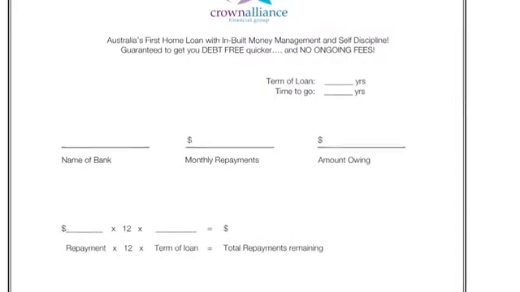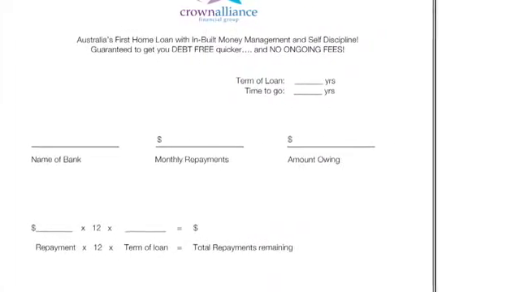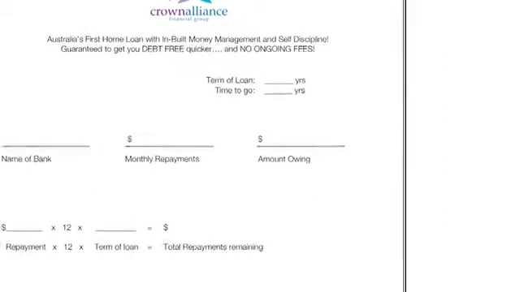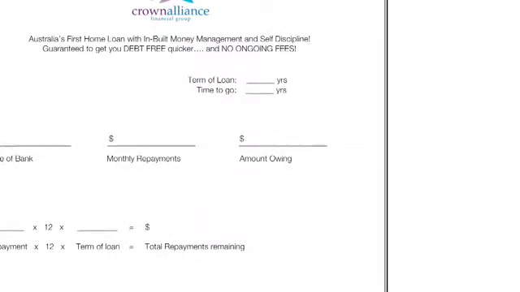The next section just to the right of the page there is the amount owing. How much does a client owe on their mortgage? Is it $280,000? Is it $480,000? Whatever that figure is, just write that on top of the amount owing, and from there that's going to give you a really good indication as to where they're at with their current loan, how much they owe, how much they pay, and who they're with.